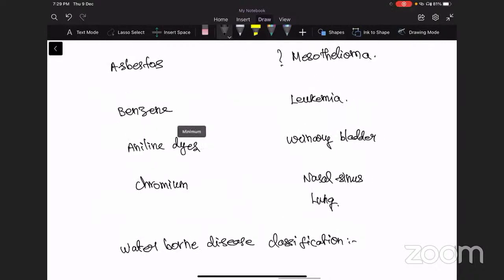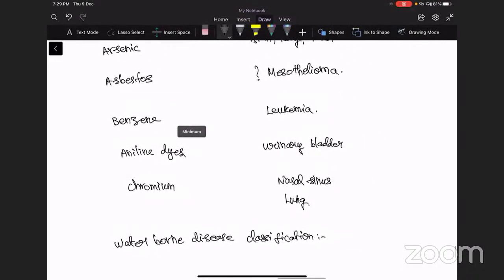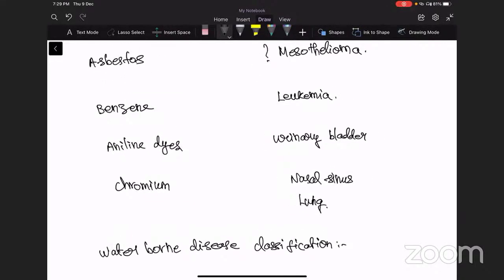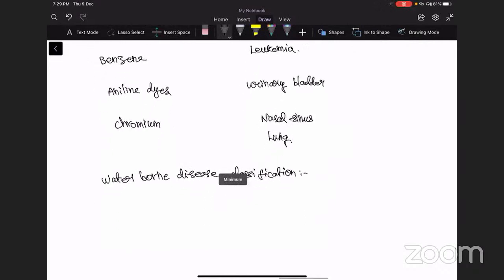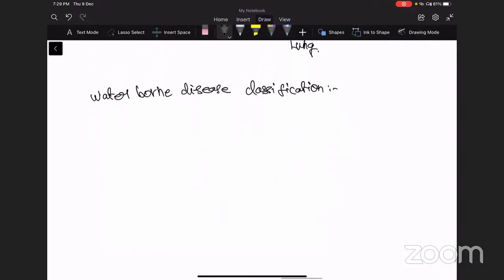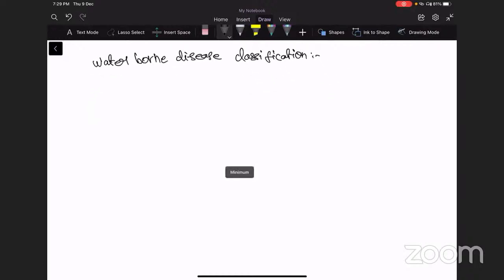Asbestos causes mesothelioma. It is a type of lung cancer, that is correct, but what lung cancer? It is mesothelioma. They're not going to give you the option as lung cancer. They will give you specifically. They will ask you. So mesothelioma.